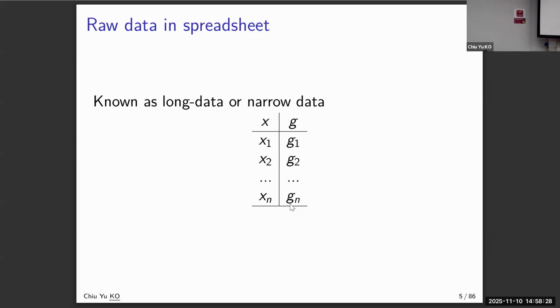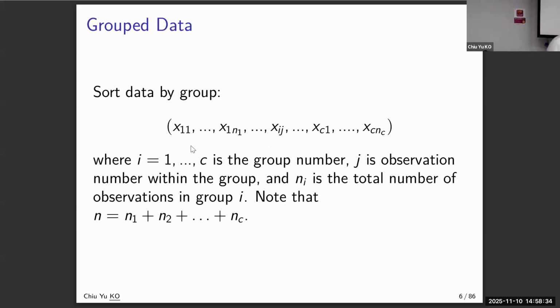So the formula is usually written in this form, a little bit more tricky. You write in the following way: x11, the first element, is group number 1, first observation. x12 will be group number 1, second observation. And x1n1 is the first group, last observation. And then next will be x21, the second group, first observation.